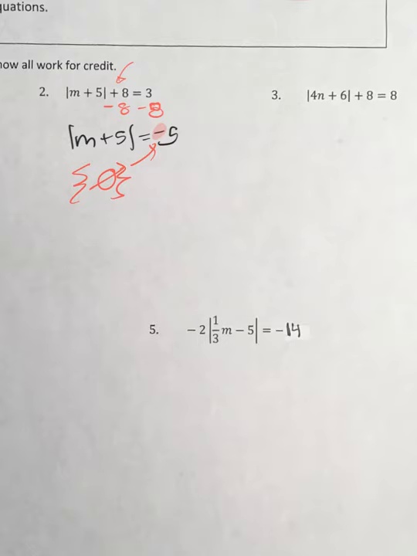Number 3. We need to, step 1, undo anything that's on the outside of the absolute value. So we need to undo adding 8 by subtracting 8. And that gives you absolute value 4n plus 6 equals 0, right? 8 minus 8 is 0, so don't forget that that's 0. That's not a negative distance.